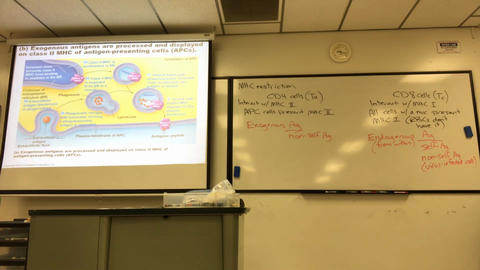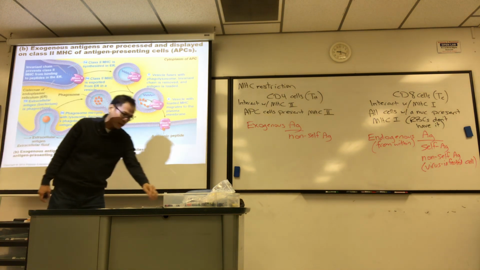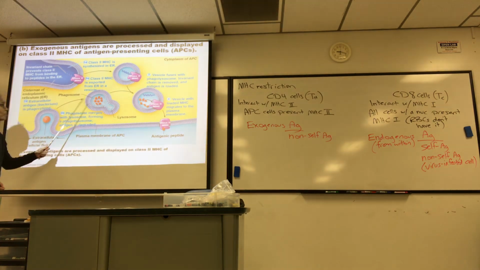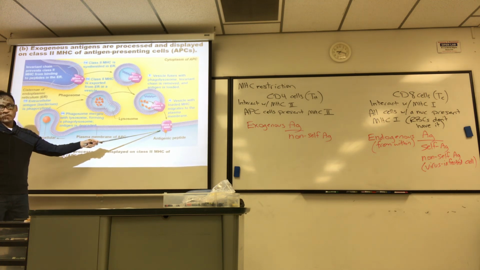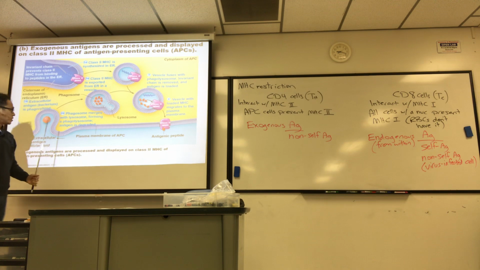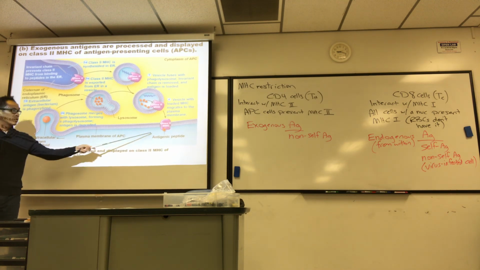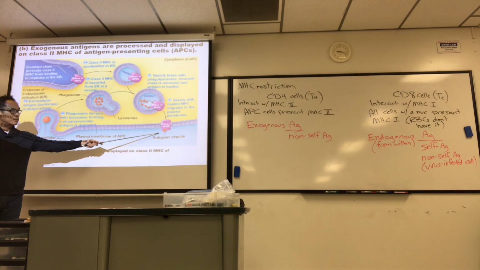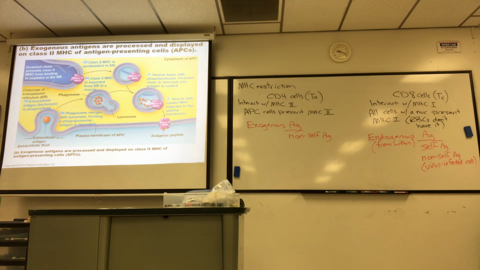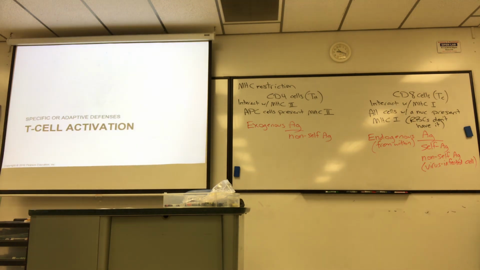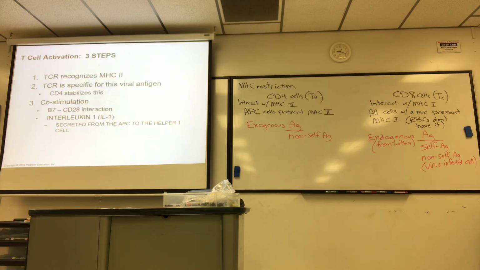And then part of the recognition process is displaying a piece of that and putting it in the class 2 to the CD4 cell. Okay, so this cell recognizes it, displays it here, so that the T helper cells have a chance to recognize it as non-self and mount a reaction. So immune system reactions start with the T cell activation of the CD4s. Then the CD4s kind of activate everything else. So let's start by talking about T cell activation of the CD4s in 3 steps.